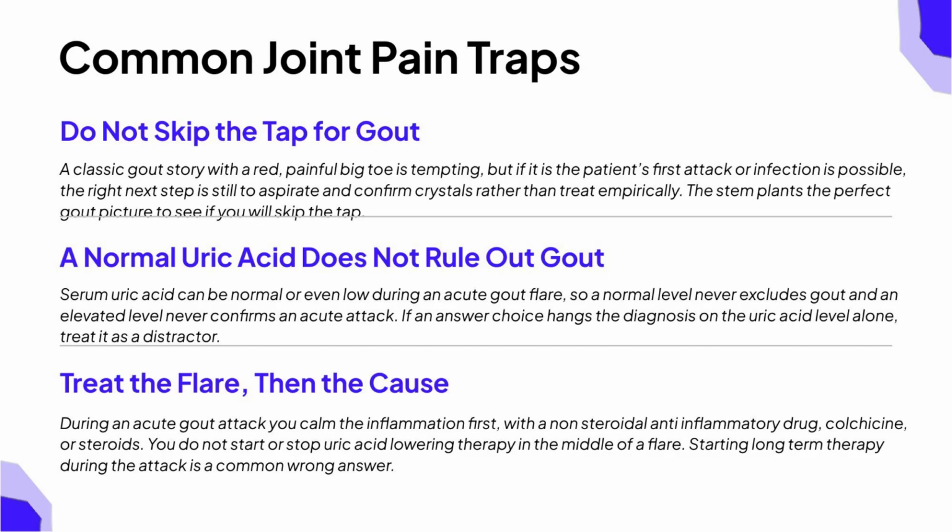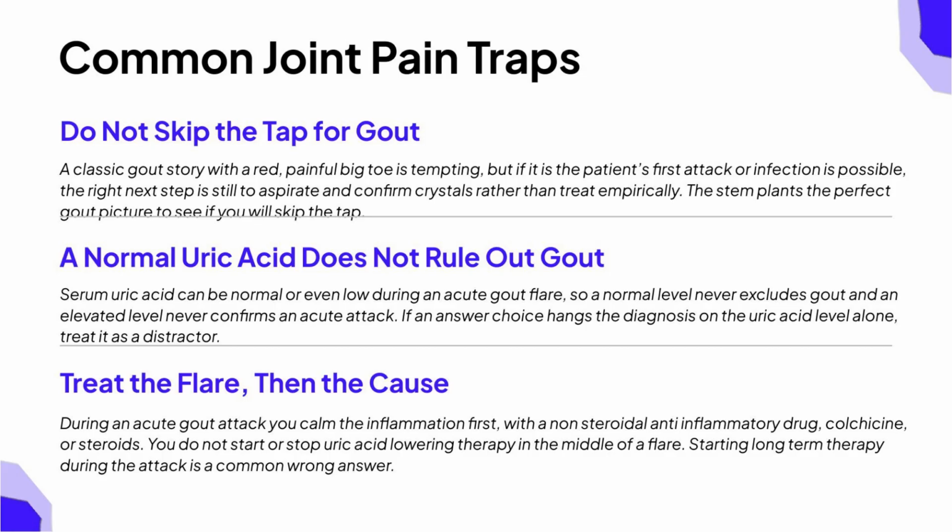Second, a normal uric acid level does not rule out gout. The serum level can be normal or even low during an acute flare, so a normal value never excludes gout, and a high value never confirms it alone. If an answer choice hangs the diagnosis on the uric acid number, treat it as a distractor.